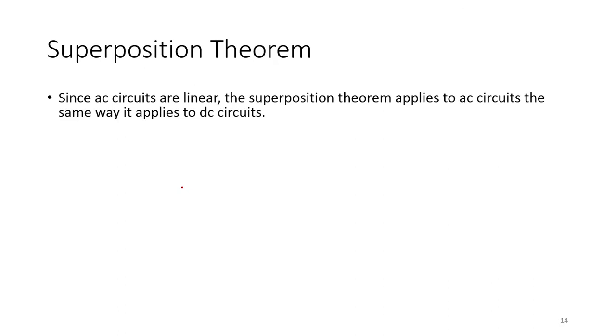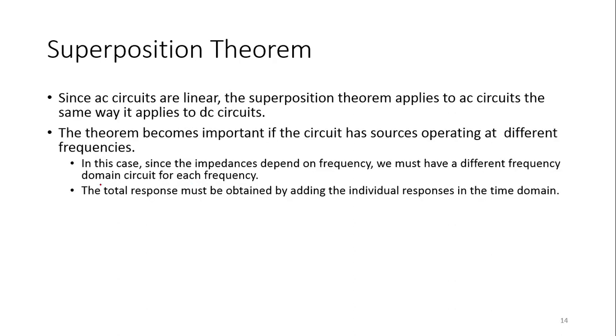if there is a case where we have multiple frequency sources, let's say current source 1 is at omega 1 and current source 2 is at omega 2, then we cannot add their responses. In that case, the superposition theorem becomes important, and we will see shortly that these sources will result in different subparts of the circuit.